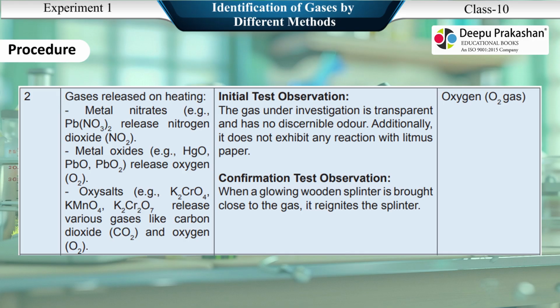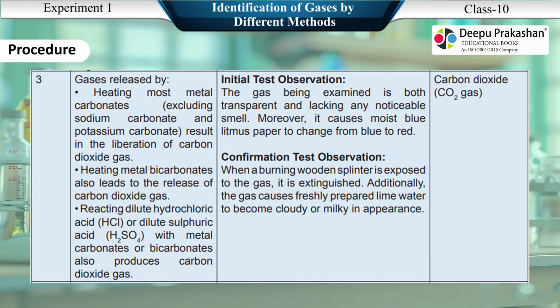Initial test observation: the gas under investigation is transparent and has no discernible odor. Additionally, it does not exhibit any reaction with litmus paper. Confirmation test observation: when a glowing wooden splinter is brought close to the gas, it reignites the splinter. Oxygen.